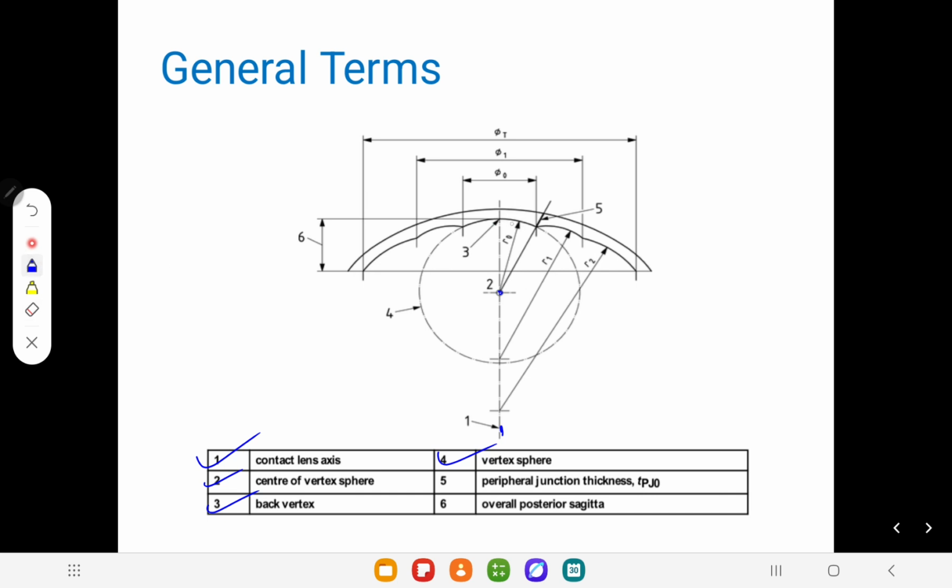Vertex sphere means if you draw this vertex back, basically the base curve. Yes, this is the base curve, isn't it? If you draw the base curve into a circle, then this circle is called the vertex sphere. Another important point is, see, fifth, peripheral junctional thickness. What do you mean by that? The junction of the base curve and the first periphery curve. This is the junction, and the thickness of this junction is the fifth point.